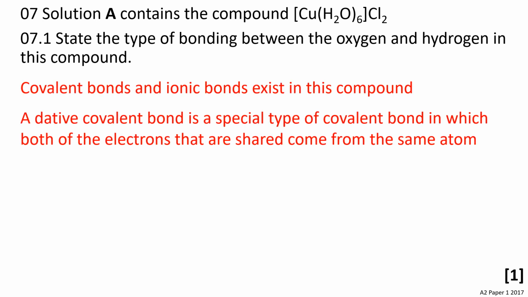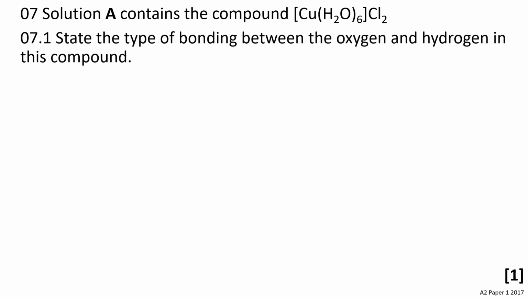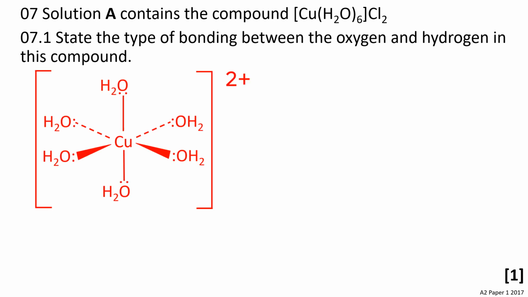A dative covalent bond is a special type of covalent bond in which both of the electrons that are shared come from the same atom. Another name for a dative covalent bond is a coordinate bond. Each water molecule makes a dative covalent bond with the central metal cation. The coordination number of this complex cation is 6.